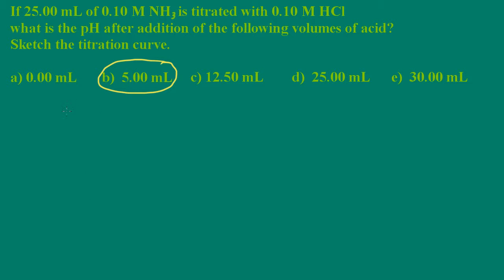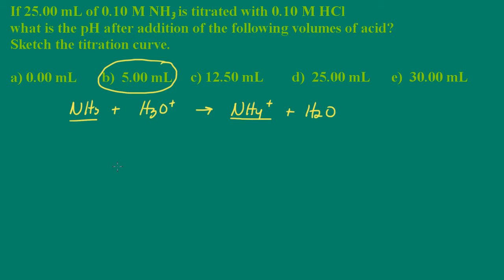So here's our equation. We have our ammonia plus hydronium ion, and it gives us ammonium ion and water. After the addition of the acid, we have a buffer situation. What we need to do is figure out the number of moles of ammonia and ammonium ion in solution.